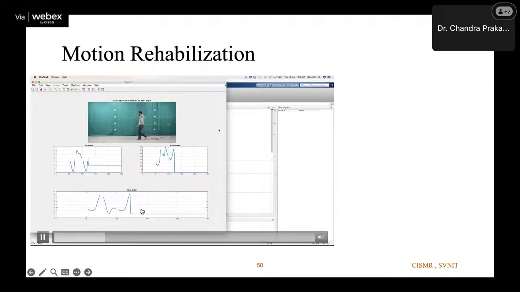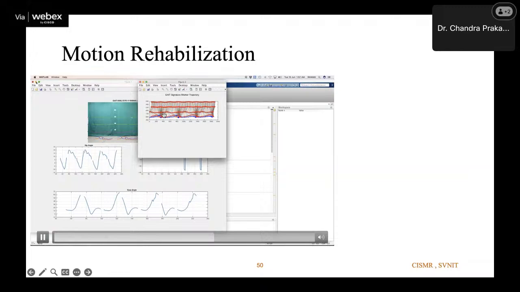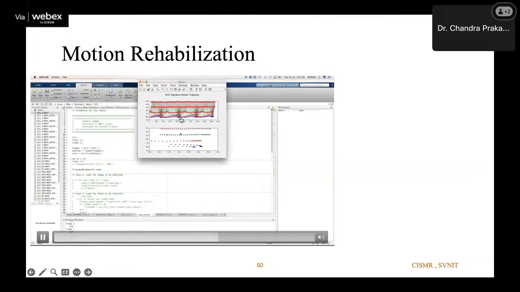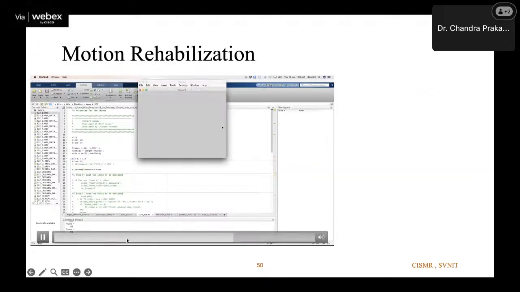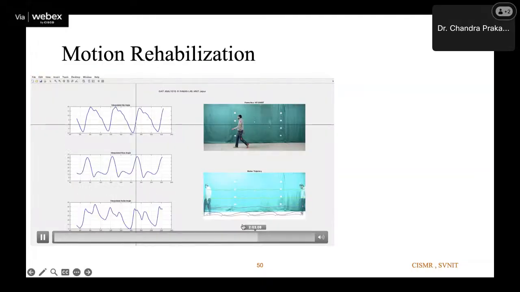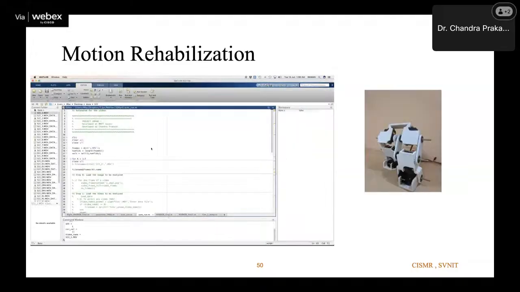In the meantime, you can see that when this hand comes in front of this marker, because of that I'm not able to get the correct output. So we apply some regression methods to come up with the true representation, and then based on the biomechanical approaches, we come up with the angles also.